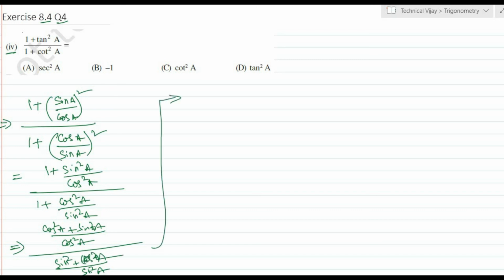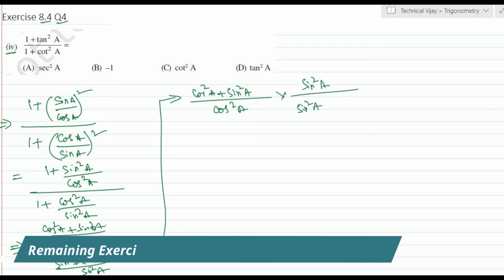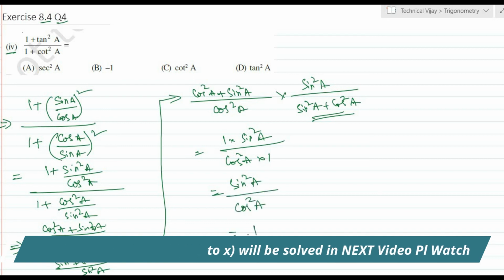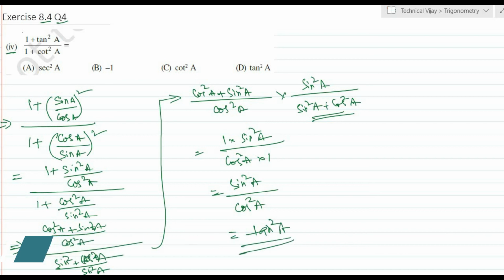So now (cos square A plus sin square A) divided by cos square A, and this factor will be taken here: sin square A divided by (sin square A plus cos square A). So sin square A plus cos square A will be 1, and this is also 1. So here 1 into sin square A, divided by cos square A into 1. So sin square A divided by cos square A is equal to tan square A. This is the answer.